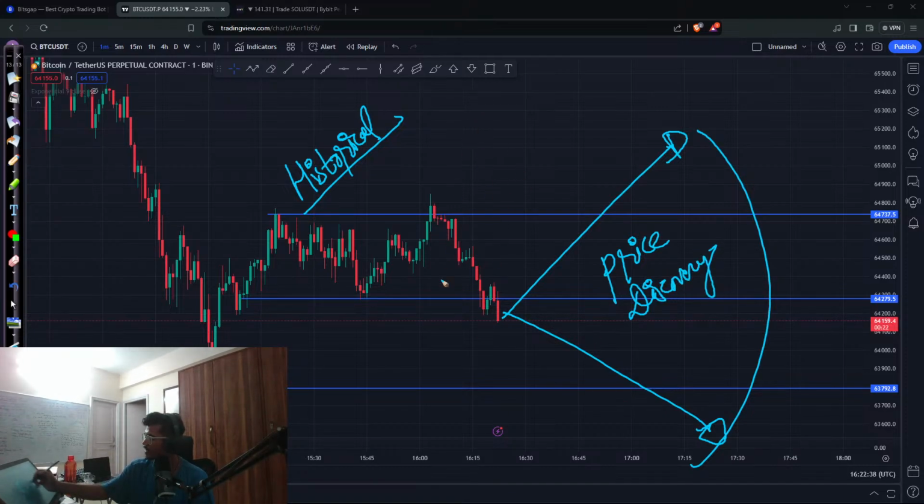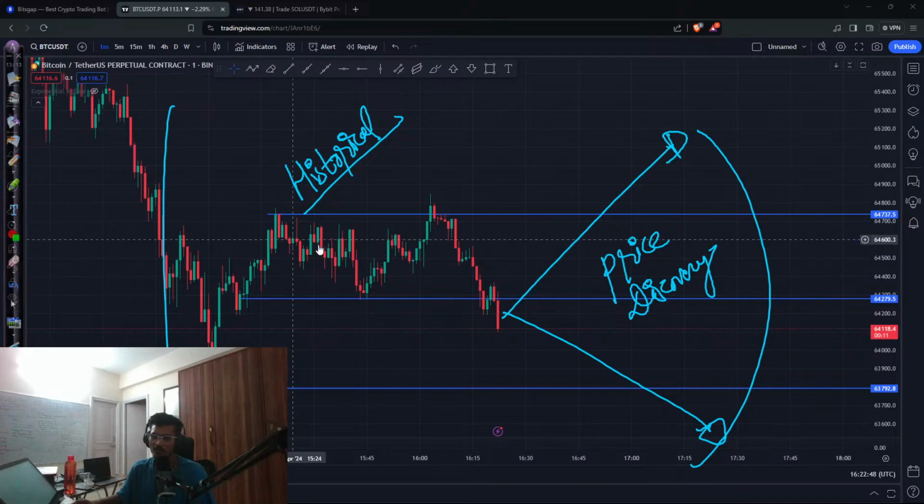Okay, and what happened now is, when we see over time, if I see from here to here and draw the volume profile. Hang on, I'm gonna draw the volume profile.